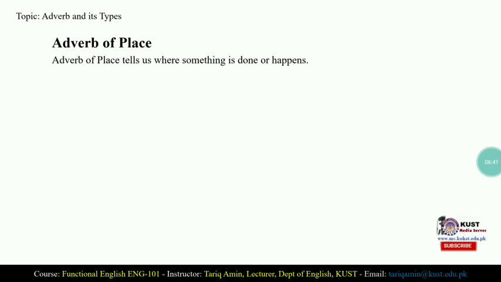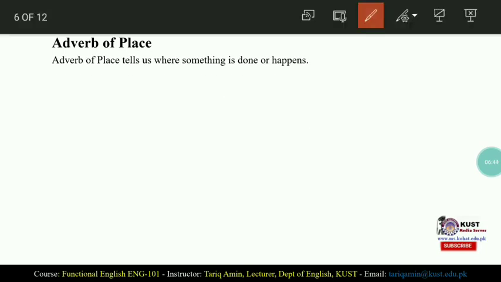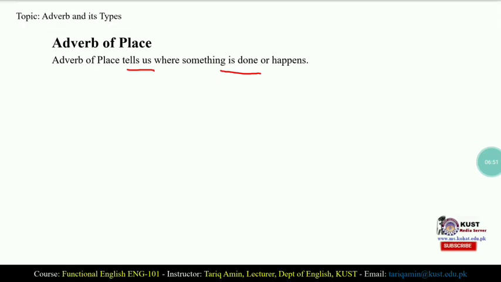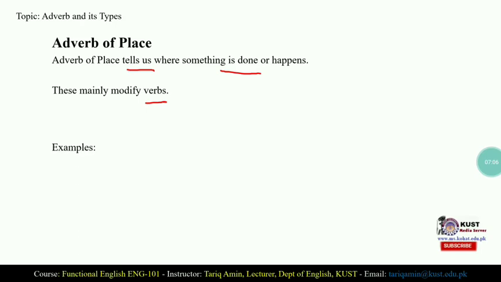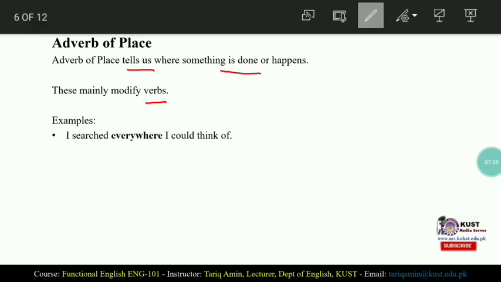Adverb of place. An adverb of place tells us where something is done or happens. It shows the place of an action. These mainly modify verbs. Adverbs of place most of the time modify verbs, not adjectives, etc. For example, I searched everywhere. I searched everywhere I could think of. Everywhere refers to place.